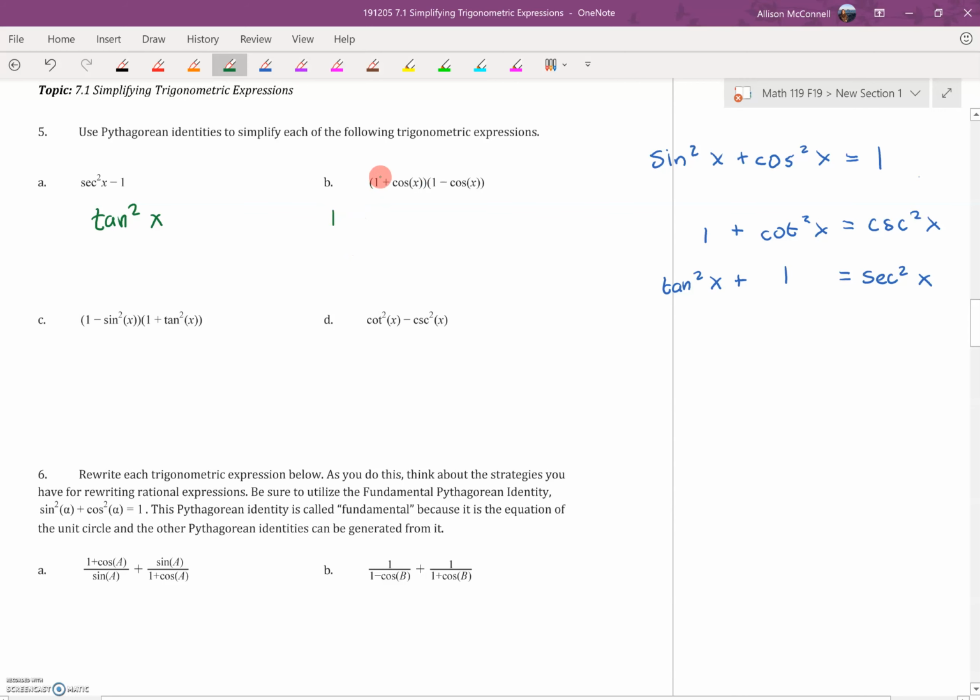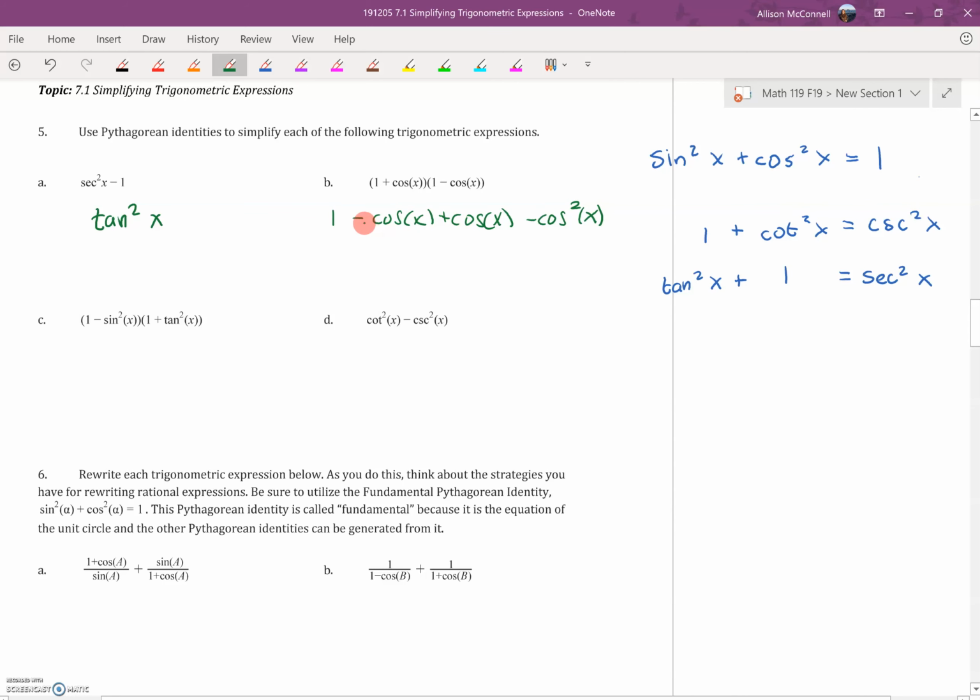So 1 times 1 is 1. 1 times this is negative cosine of x plus cosine of x minus cosine squared.